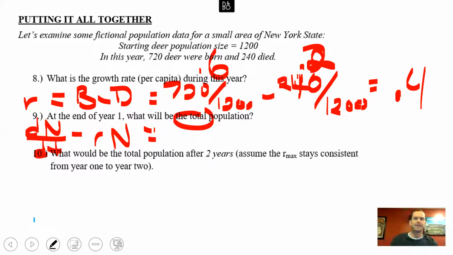Okay, sorry. It is going to be 0.4, you can tell it's my first time doing this kind of stuff, times the 1,200. And if I type that in the calculator, I end up getting 480.